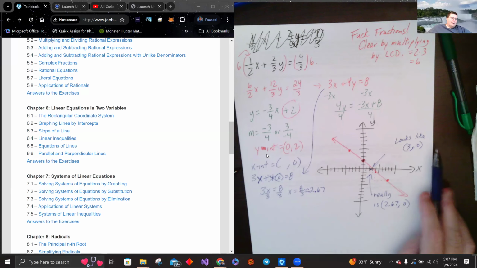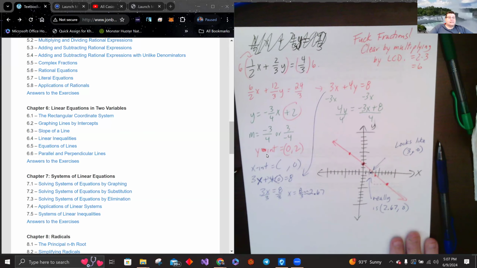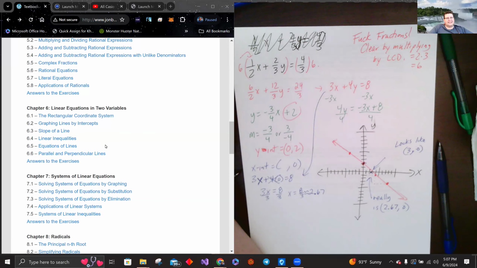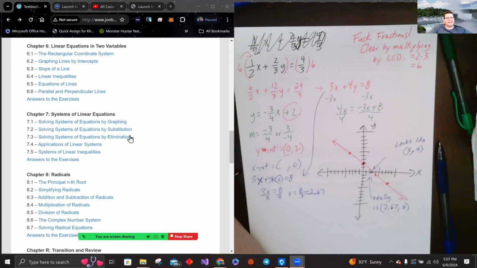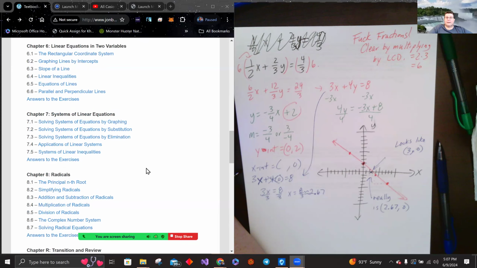All right, that'll wrap up 6.3, where we don't have a lot left. This stuff isn't too bad. Chapter 7 is actually pretty quick. Chapter 8's probably got the most work of what's left, but we're almost done. Peace.